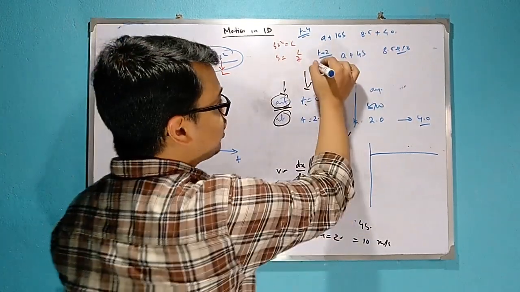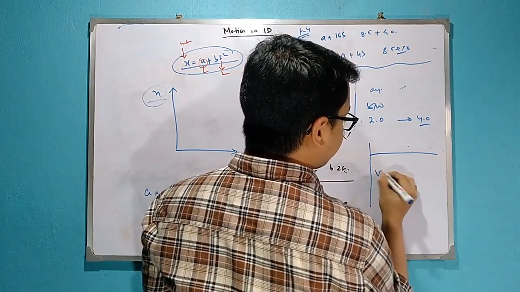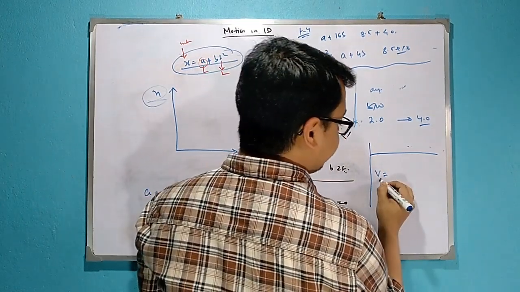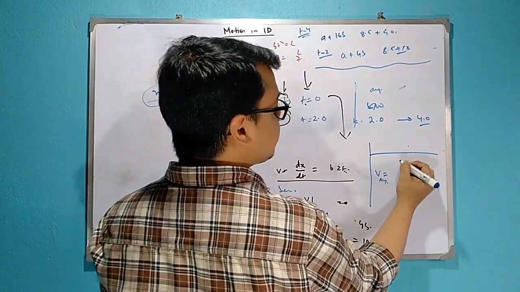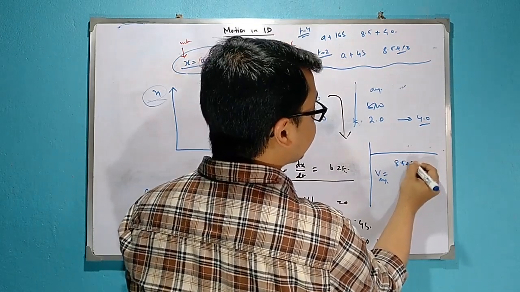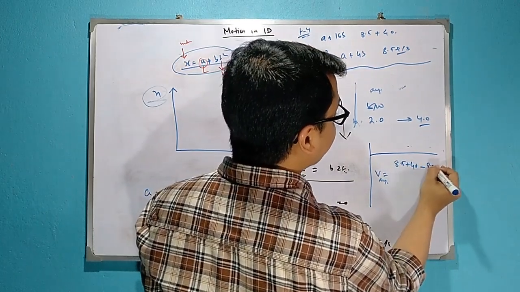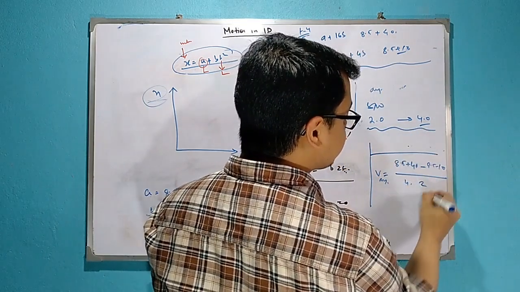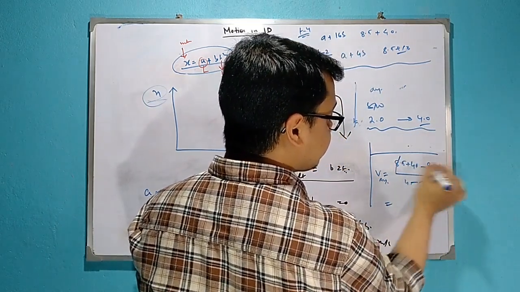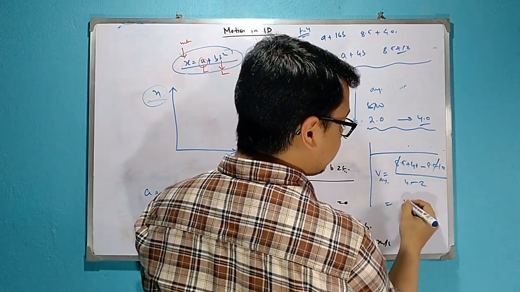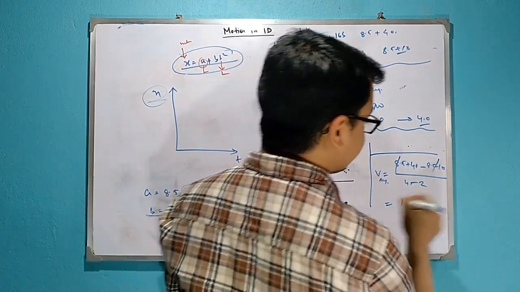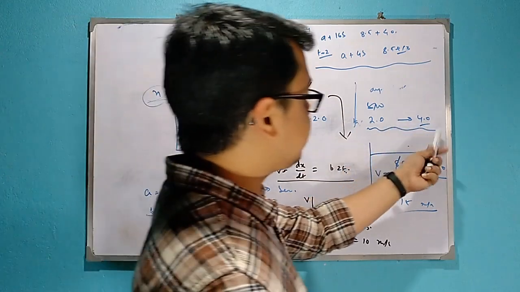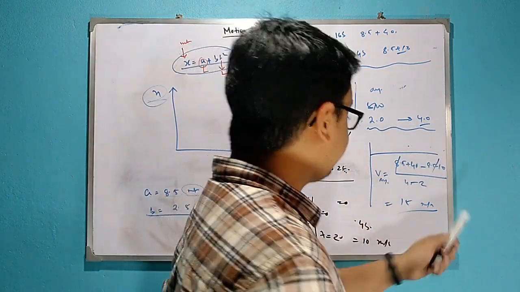That means its total displacement is how much? The average velocity will be the total displacement, that means 8.5 plus 40 minus 8.5 minus 10, divided by the total time. The total time is 2 seconds, 4 minus 2. The 8.5 cancels, so it is 30 by 2, that means 15 meter per second.